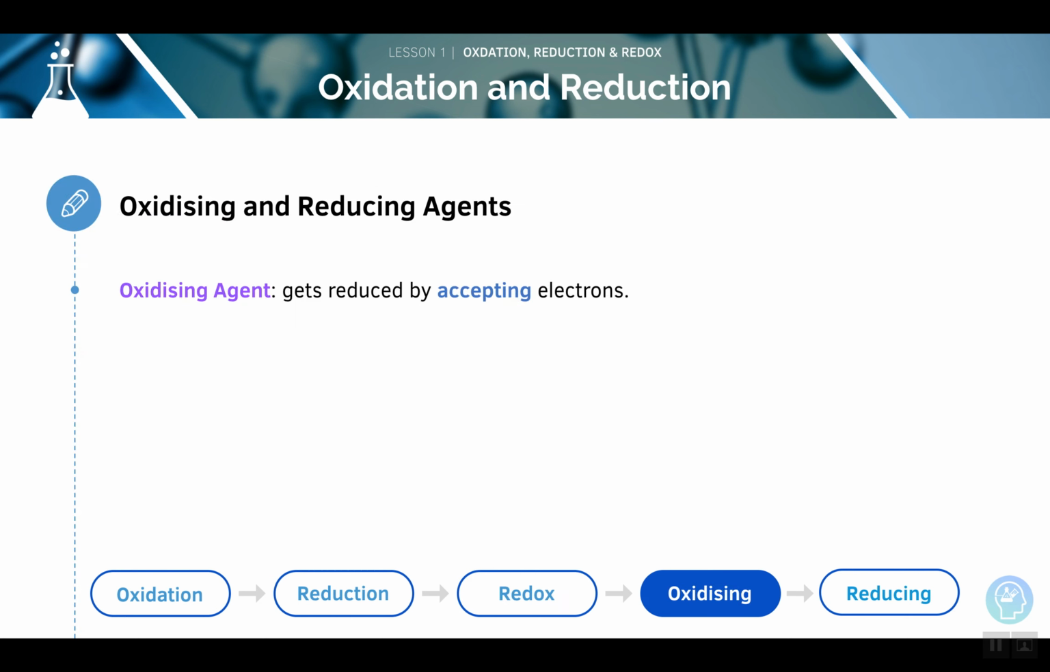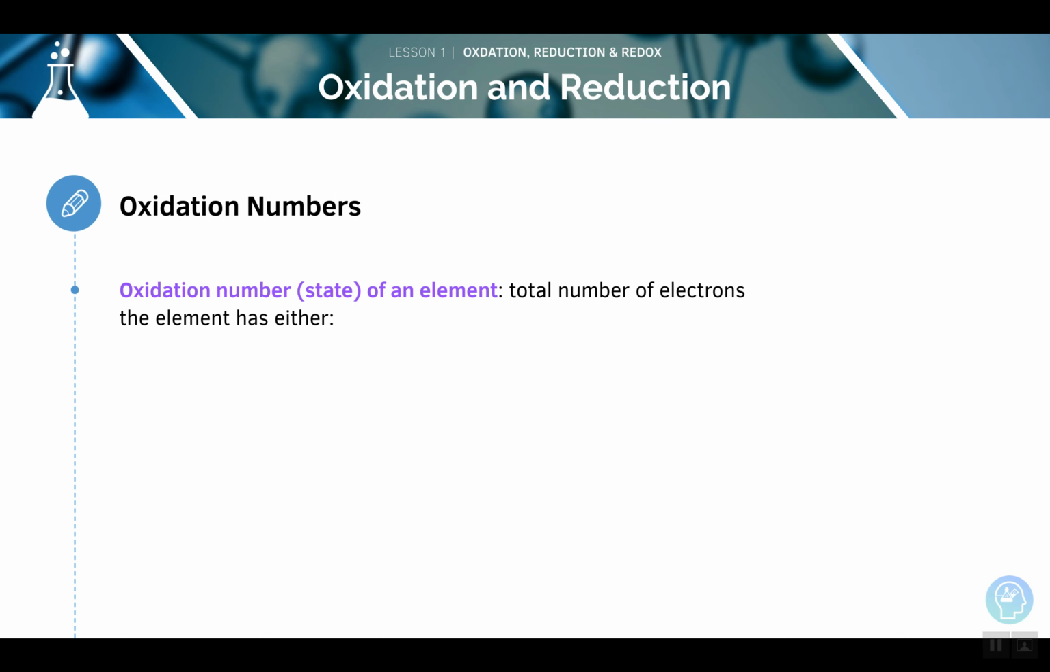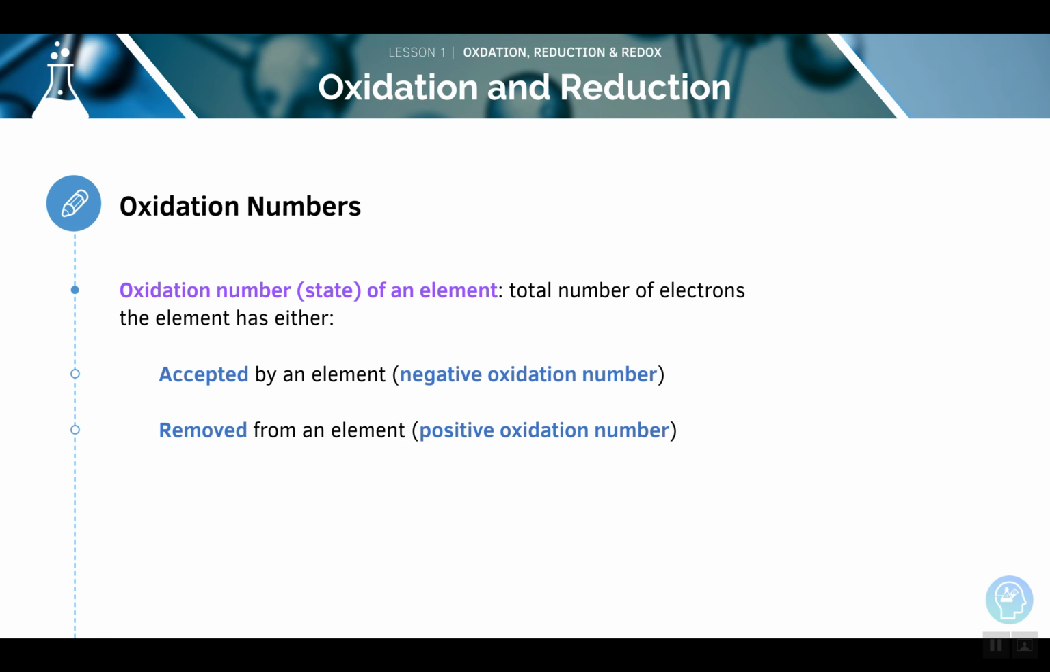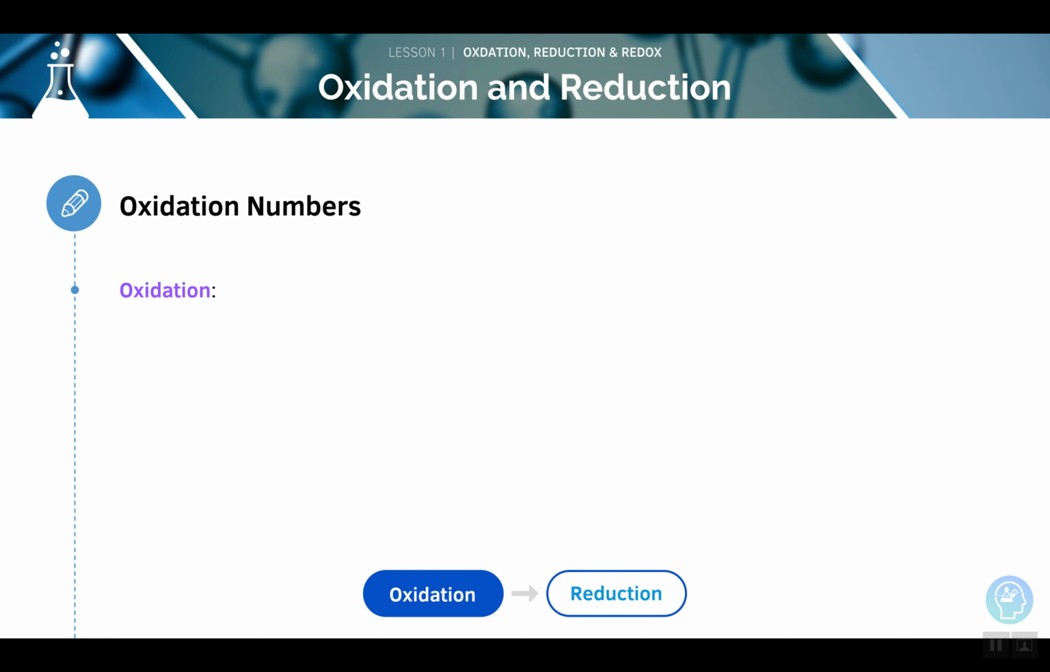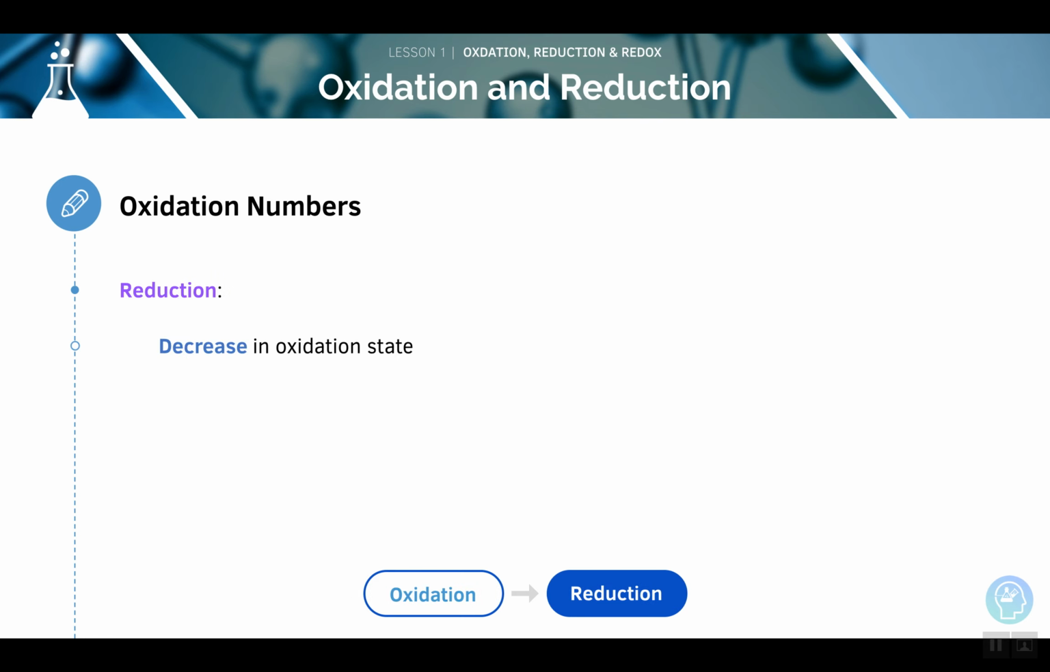An oxidizing agent gets reduced by accepting electrons. A reducing agent will get oxidized as it gives up electrons. The oxidation state of an element represents the total number of electrons that the element has either accepted or donated to get to its current form. If an element undergoes oxidation, then it will increase in oxidation state. If it undergoes reduction, then it will decrease in oxidation state.